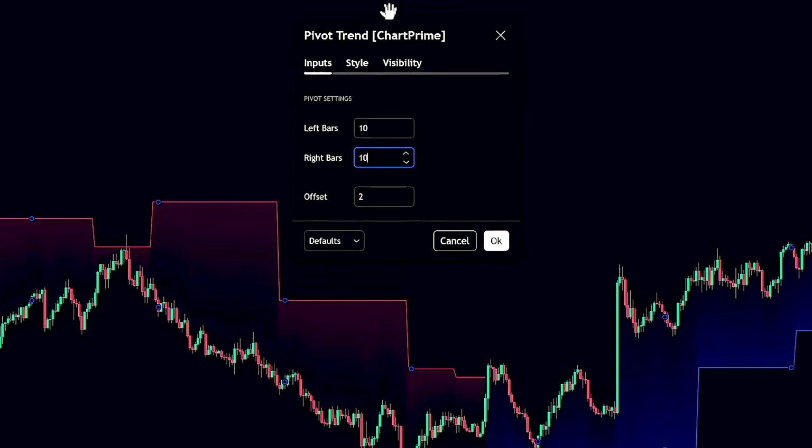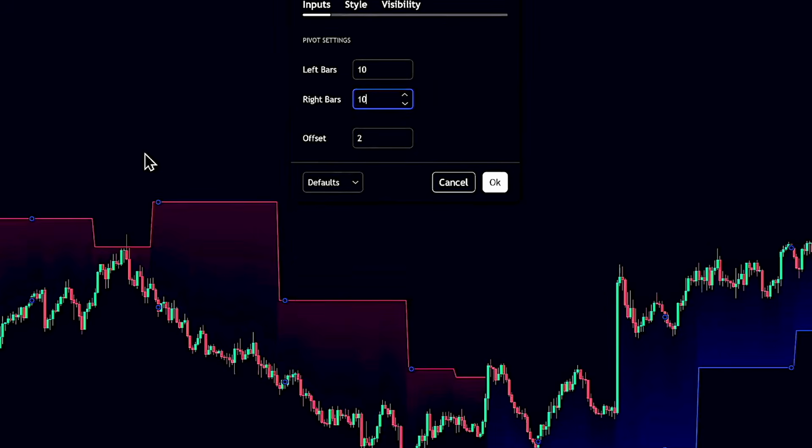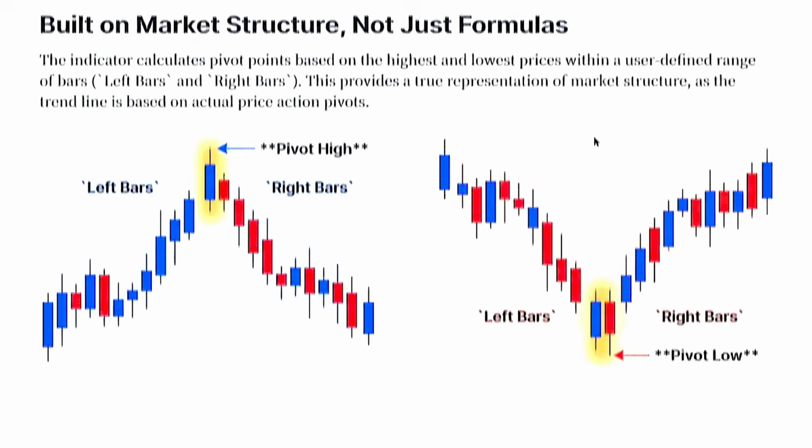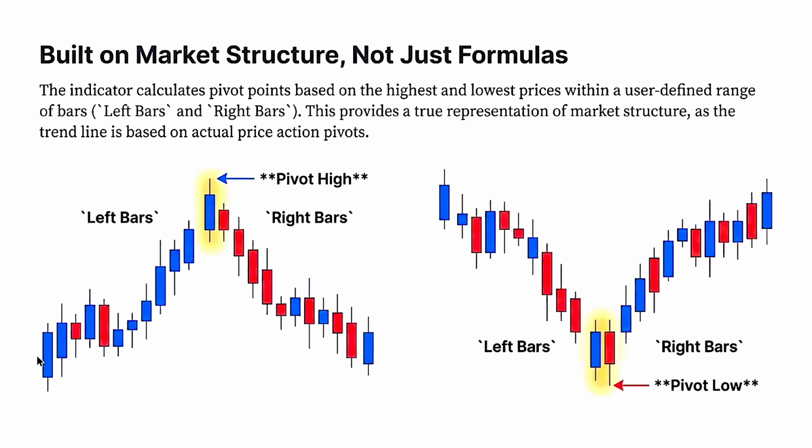This matters because it forces confirmation. It prevents the indicator from calling every tiny wiggle a pivot. So if you set the left bars and right bars to 10, the indicator will only mark a pivot if that candle is the highest high or lowest low across a 21 candle window. 10 candles before it, 10 candles after it, plus the pivot candle itself. Larger values mean fewer pivots and smoother signals. Smaller values mean more pivots and faster signals.